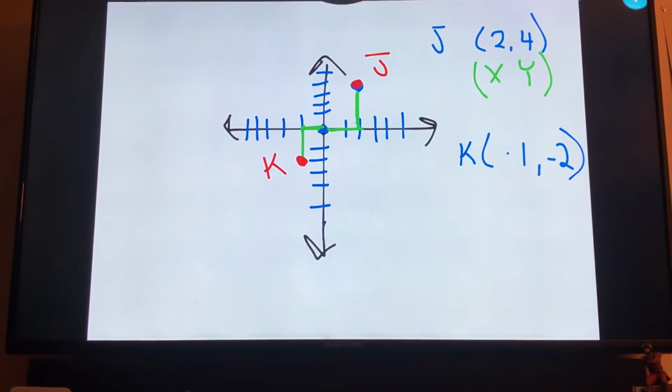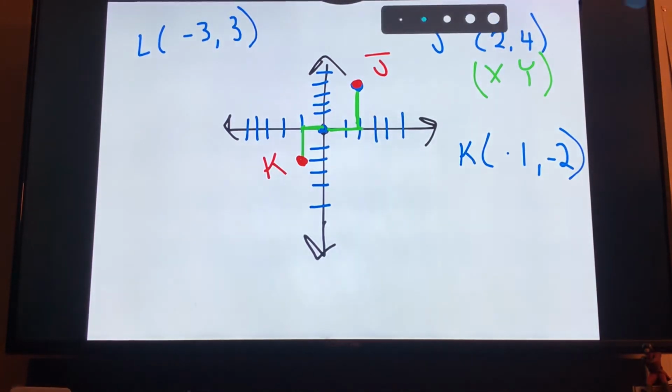Let's look at L. What does L say? L is going to be negative 3, 3. So that means we're going to go how many places? Since it's negative, we're going to go negative on the X. It's going to go 1, 2, 3. Up 3 because it's positive 3, so we're going to go 1, 2, 3. So our L is going to be right here.